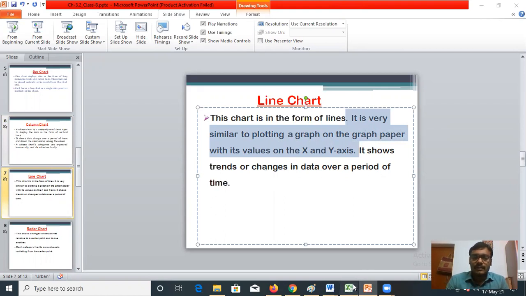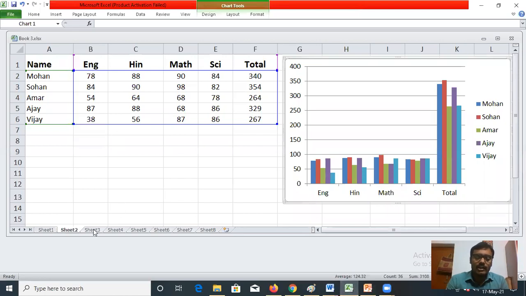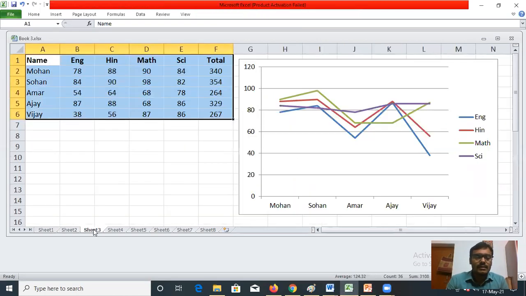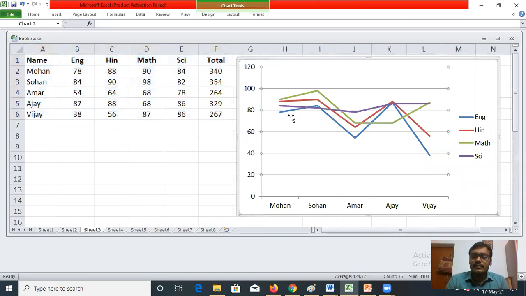You can see with this example, you will be able to understand. The data is the same here, and this is the line chart. You can see it is in the form of a graph, and here different names of different students are displayed on the x-axis, while marks are displayed on the y-axis, and different colors denote different subjects.